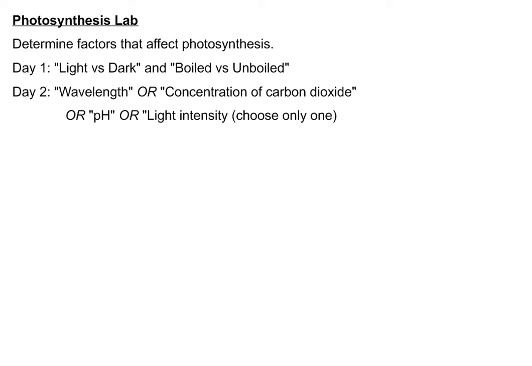So the second day you're going to be looking at whatever variable you want to. I'll throw some examples out there: wavelength of light, how that affects photosynthesis, the concentration of carbon dioxide, pH, light intensity. You can choose whichever one you want, but you're only choosing one. And your lab report is going to have to address all 3. So you're going to look at 3 different experiments, 2 on the first day and then 1 on the second day. As far as how you want to go about doing your day 2 lab, that's completely up to you.